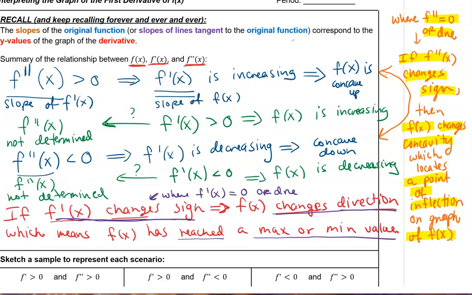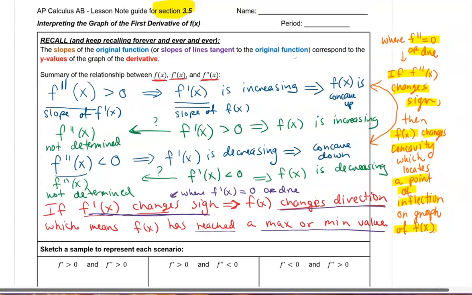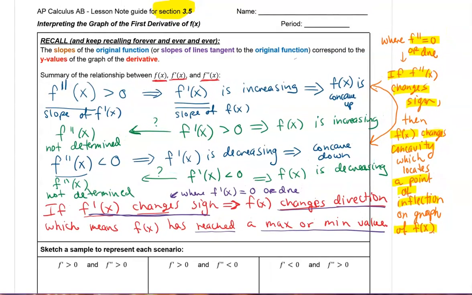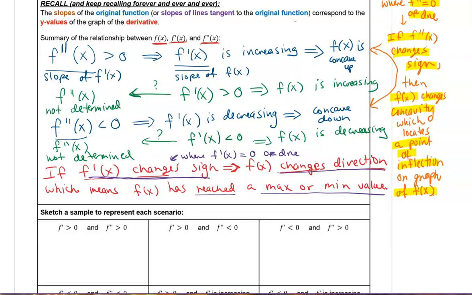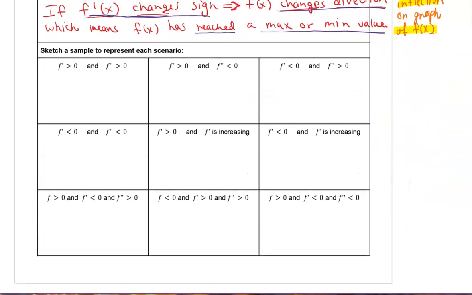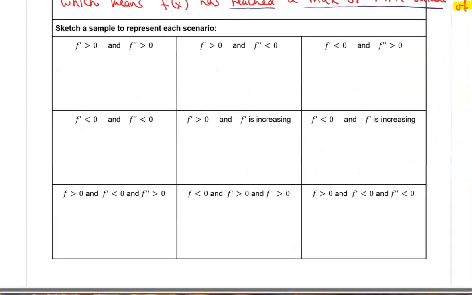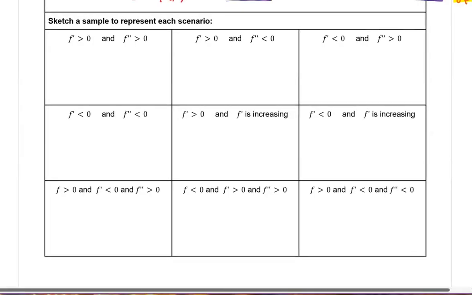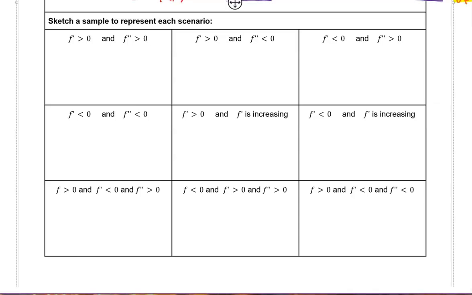So that right there is just kind of a summary of what we learned in 3.3 and 3.4. What I want to do in this second part of the first page of this note guide is just kind of visualize what it looks like when you have different signs of each of these derivatives. So for this first box, I have a positive first derivative, which means my function f is increasing.